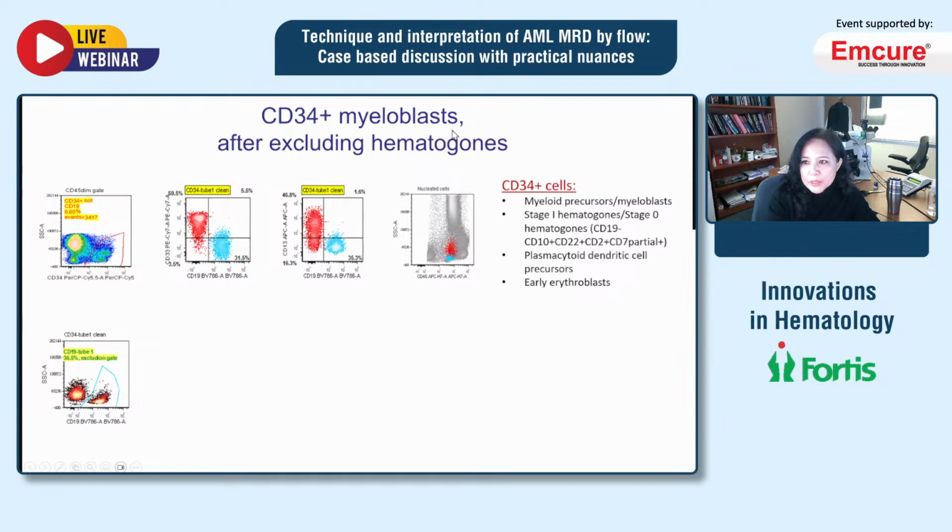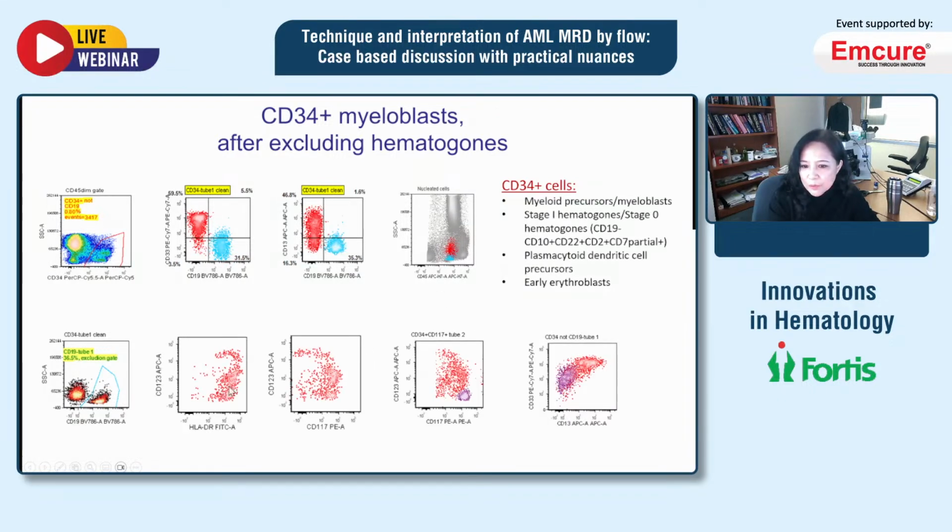As I say, more than 80% of AML MRD you identify in this gate. First we actually exclude the hematogones. If we confirm they are hematogones, they are not just an aberrant CD19 expression. Aberrant CD19 will come from here, right? So then we exclude them from analysis.